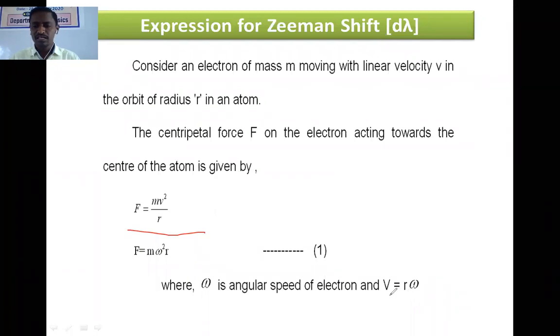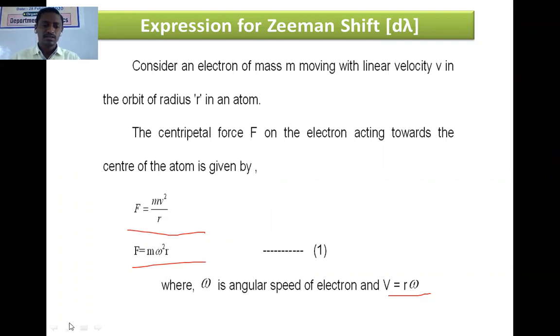We know v equals r omega, where omega is the angular velocity, r is the radius of the orbit, and v is the linear velocity. Putting r omega in place of v, the equation simplifies to the form F equals m omega squared r, where omega is the angular speed, or angular velocity, of the electron.